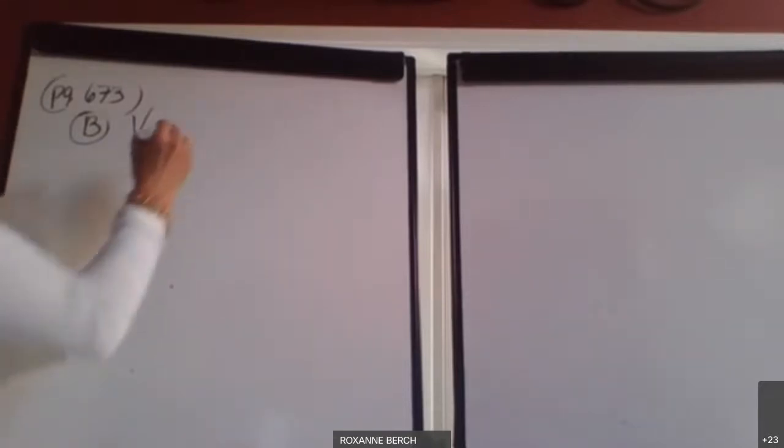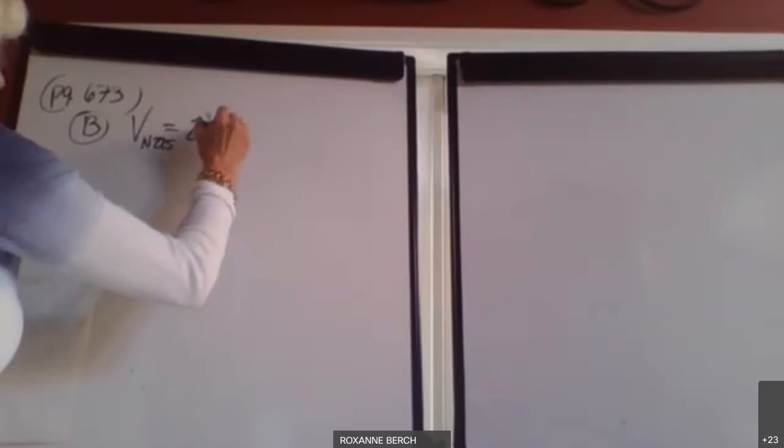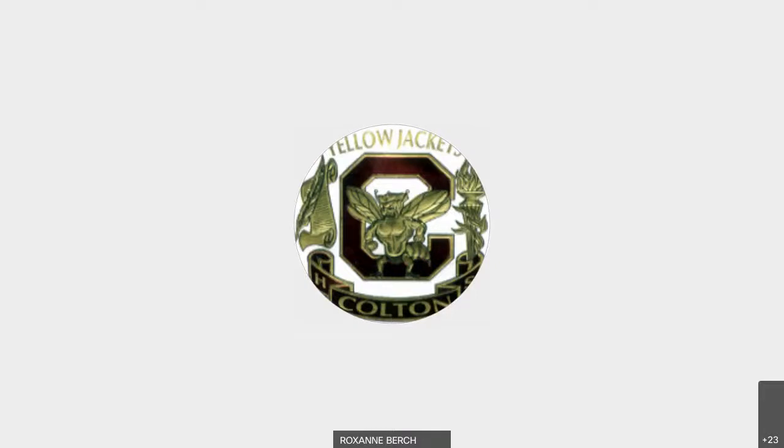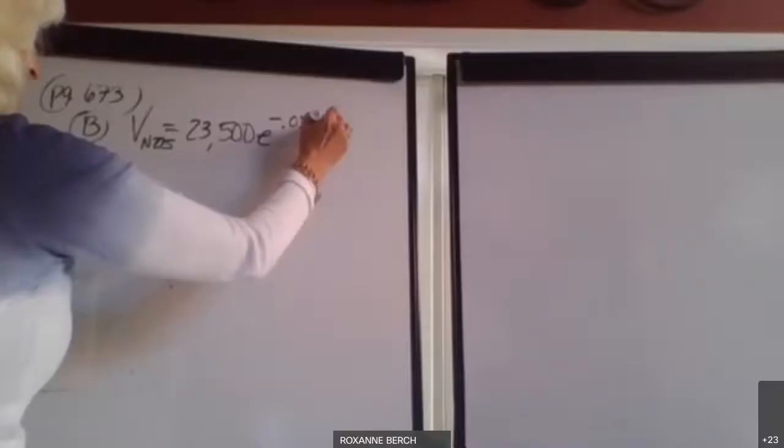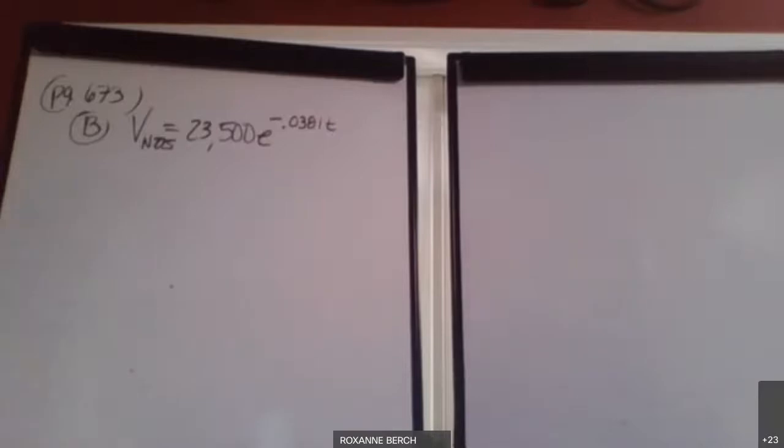And they give what? 23,000. Three, 8, 1. That's crazy. T is the number of years after 1990. Determine how many years after 1990 the Nikkei 225 index reached 15 grand.